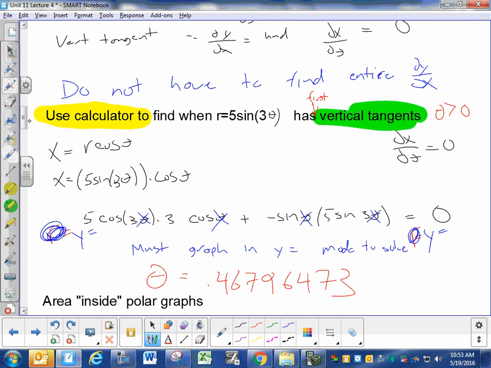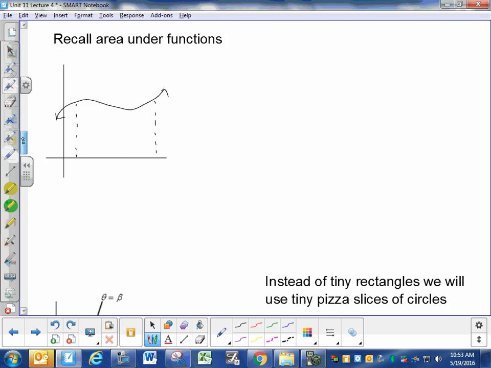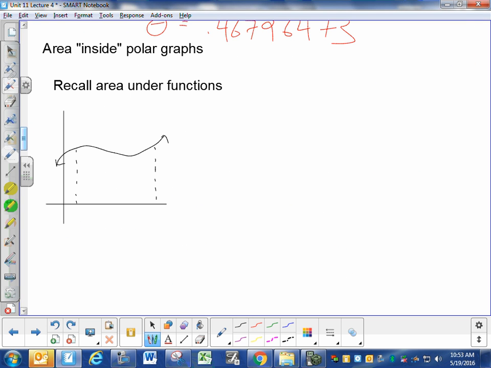Great. Moving into the second semester of calculus, so finding areas inside polar graphs. Let's recall areas under functions, y equals f of x functions. How did we find those areas? We used an integral. What did the integral stand for? An infinite sum. And what were we taking an infinite sum of?